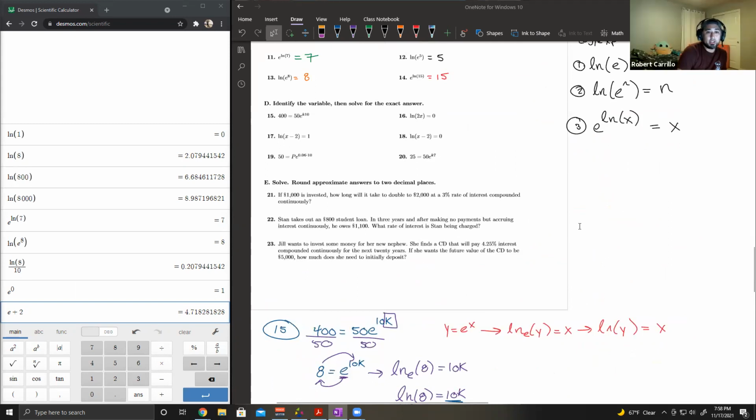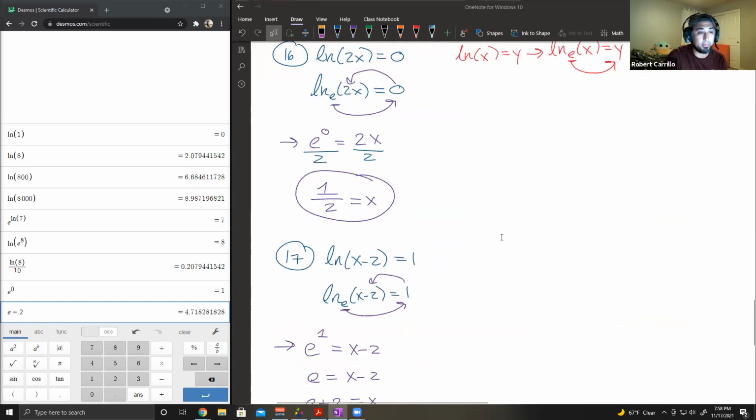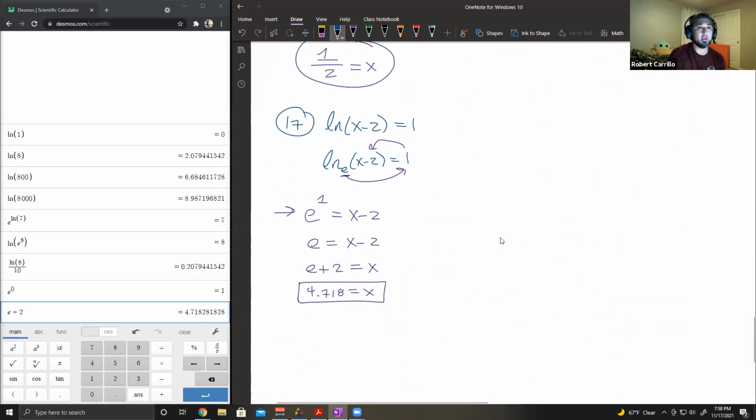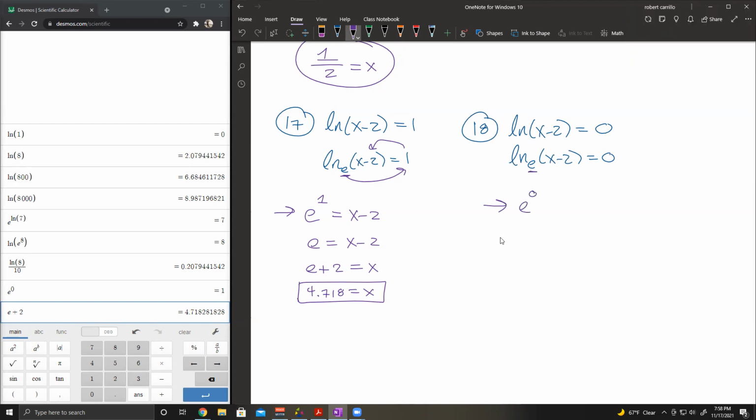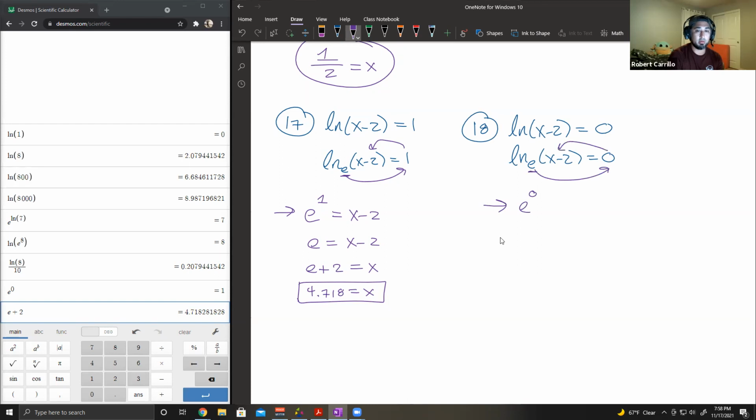18. Natural log of x minus 2 equal to 0. Okay. I'll just do that to the right of here. 18. Natural log x minus 2 equal to 0. Hey, this is exactly like 17. I'll do it again. Natural log base e of x minus 2 equal to 0. And somebody convert that for me. E to the 0th power equals x minus 2. There you go.